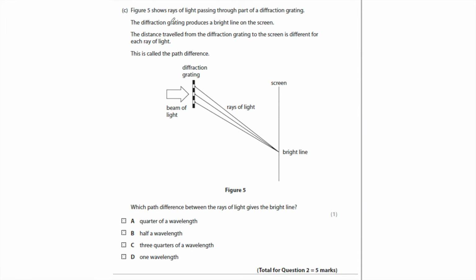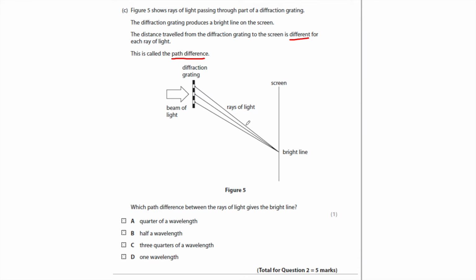Figure 5 shows rays of light passing through part of a diffraction grating. Diffraction grating produces a bright line on the screen. The distance travelled from the diffraction grating to the screen is different for each ray of light from the different slits. This is called path difference. Which path difference between the rays of light gives the bright line?